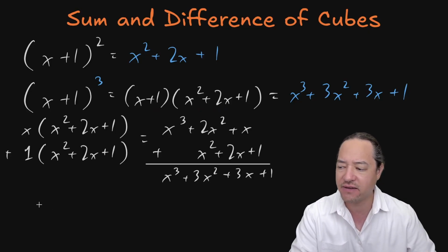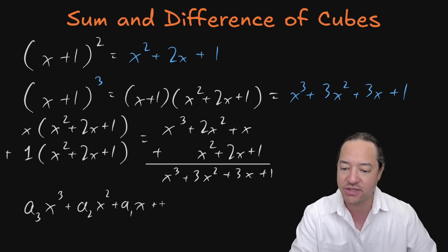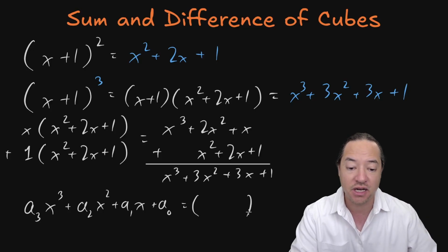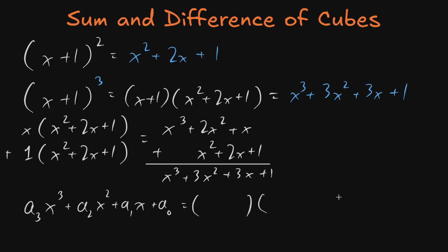We can say that if you have some kind of a3 x to the power of 3 plus a2 x to the power of 2 plus a1 x to the power of 1 plus a0, this can always be broken into the product of a binomial and a trinomial, right? So the binomial we'll say is some kind of b1x plus b0, a linear one here. And then this would be, let's say, c2 x squared plus c1 x to the first power plus c0. And so this is always going to be true. You can always do this.